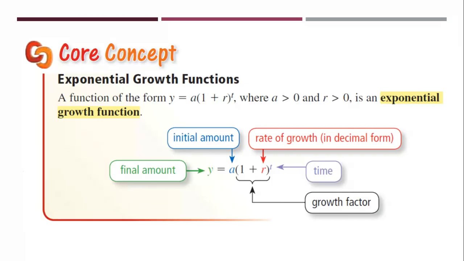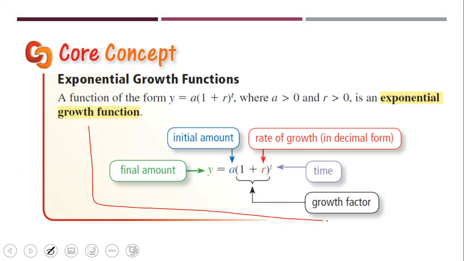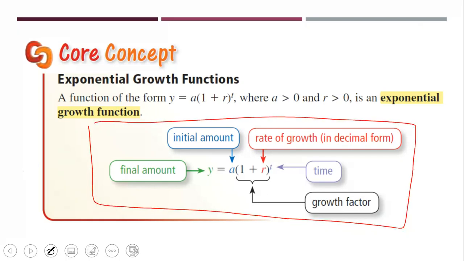So the first type of function we have is an exponential growth function. And it's very important that you have this part in your notes with each thing labeled. So a function of the form y equals a, and then in parentheses, 1 plus r raised to the t, where a is greater than 0 and r is greater than 0, is what we call an exponential growth function. So this y part here is your final amount, okay? A is your initial amount.